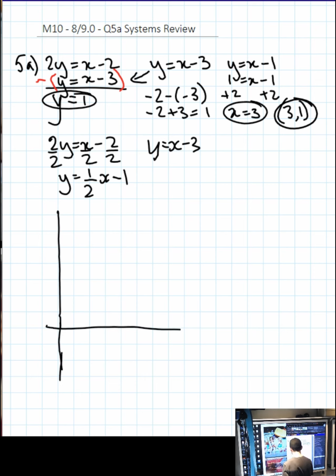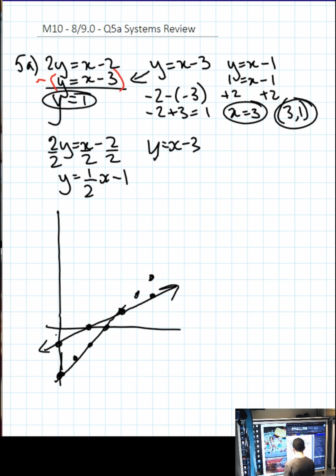So we have a y-intercept of negative 1 and a slope of up 1 over 2. Then, y-intercept of negative 3, and it's up 1 over 1, up 1 over 1. So I'm going to go back to the original line with my y-intercept of negative 1 and do up 1 over 2 one more time. I'll put a line through it. Then I'm going to draw a line through my other line.